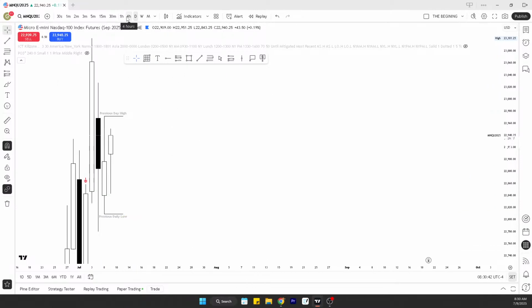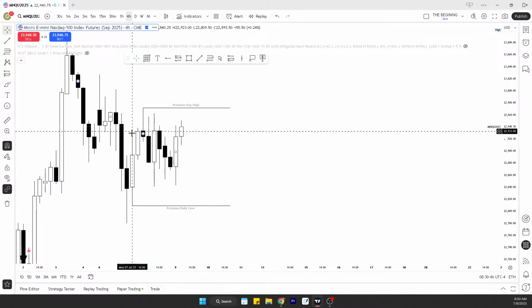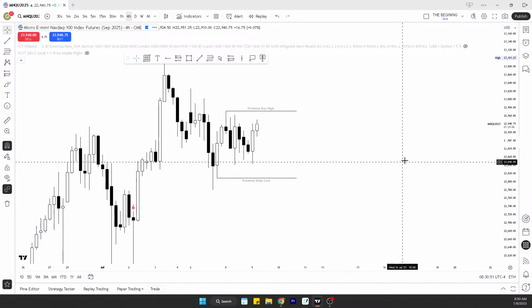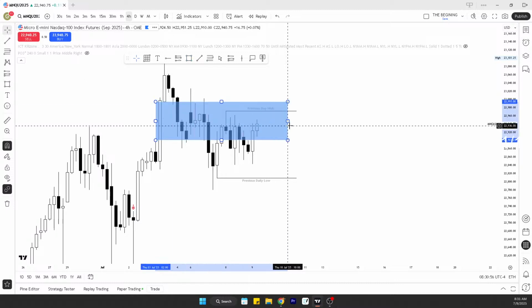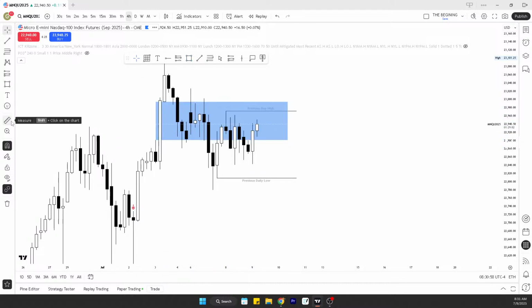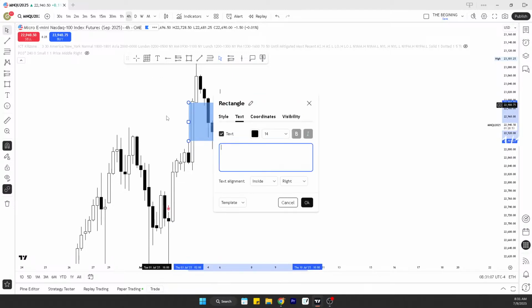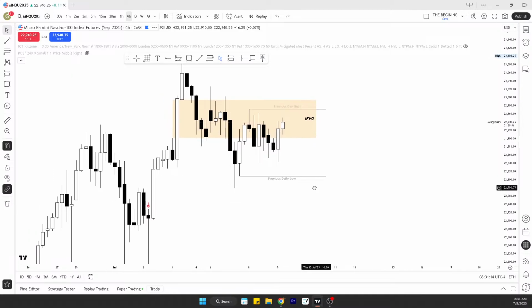Alright. And then let's go to the 4 hour. Let's see what the 4 hour is talking about. Alright, so we're still sitting in this bearish, not bearish, we're still sitting in this bullish inversion fair value gap. So let's mark it off. I did use this inversion fair value gap yesterday.